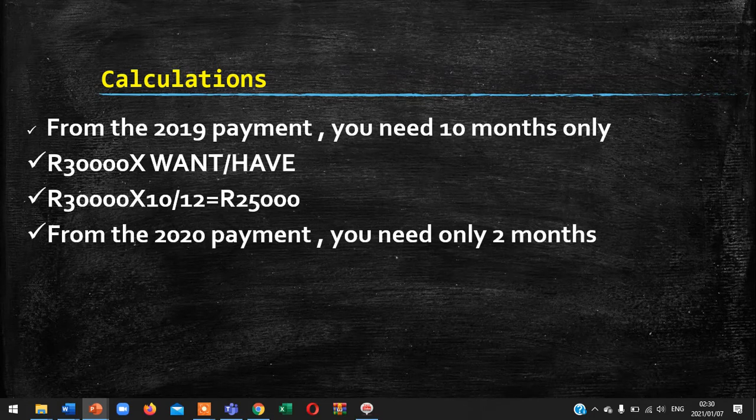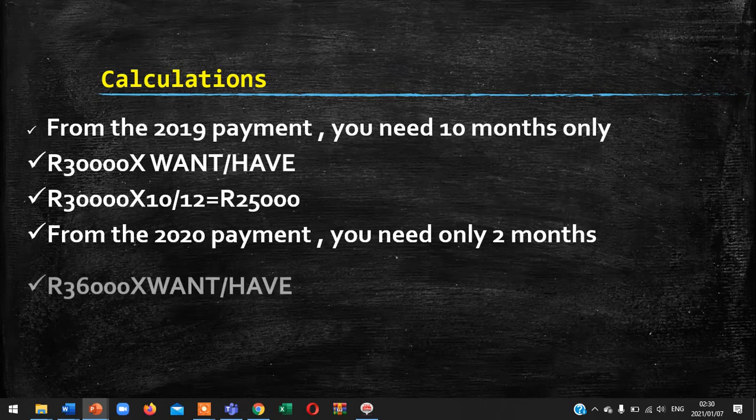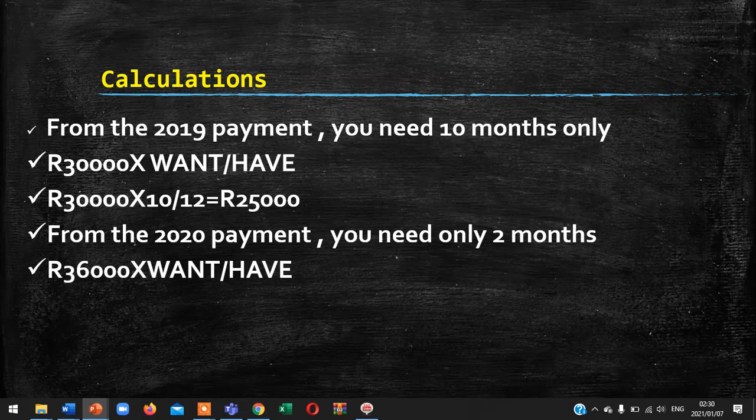And then for the period of 2020, you only need 2 months. The annual payment was 36,000. So you're going to say 36,000 times what you want over what you have. What is it that you want? You want 2 months. What is it that you were given? You were given the full amount for 12 months. Divide by 12. So from the period of 2020, there's only 6,000 that is relevant. And then from the period of 2019, it's only 25,000.